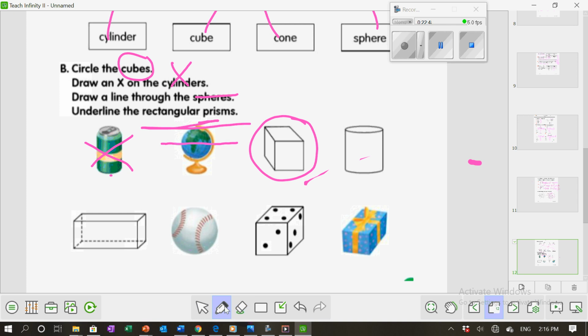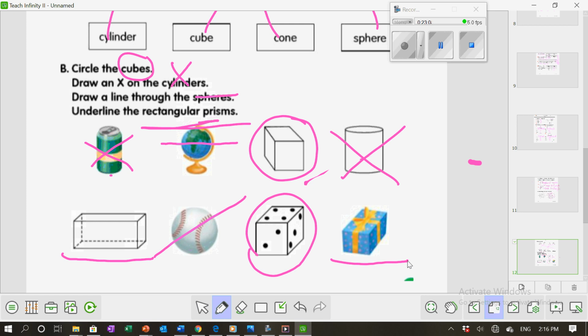Okay. This is what? Yes, a cylinder. X on it. What is this? Rectangular prism. Here I'm drawing a line under the rectangular prism. Here is what? Sphere. A line through. Here is what? Cube. Perfect. Circle it. And here is what? Rectangular prism for the gift box. Draw a line under it.